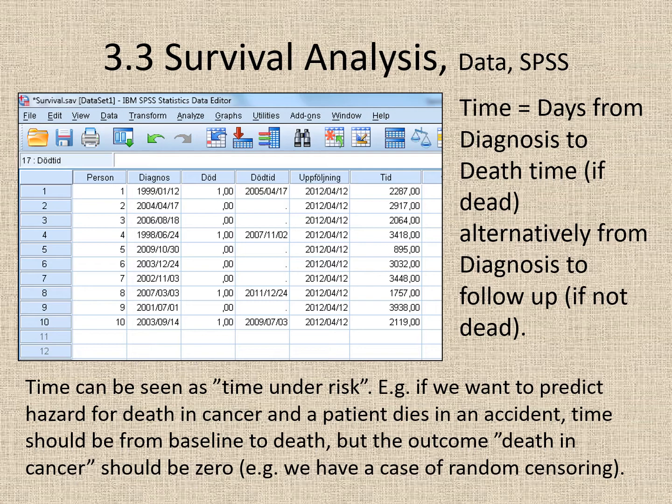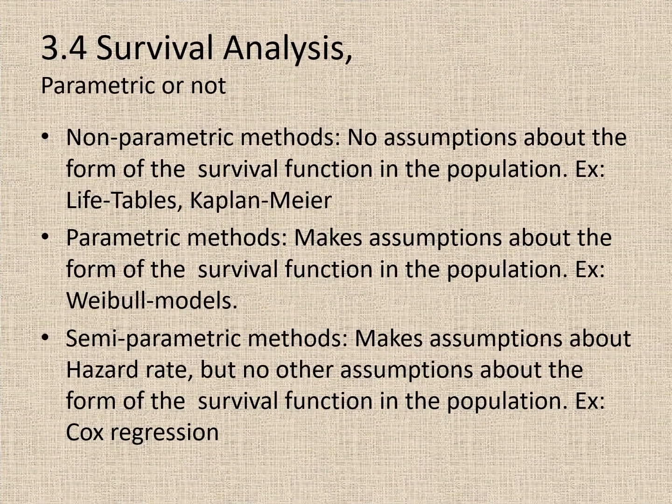These survival analyses, there are a few of them. They can be either parametric or non-parametric. Non-parametric means no assumptions about the form of the survival function in the population. Two you can find in SPSS, life tables and Kaplan-Meier. So robust tests, they don't make any assumptions.